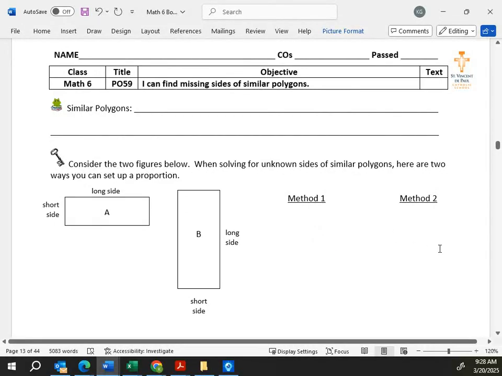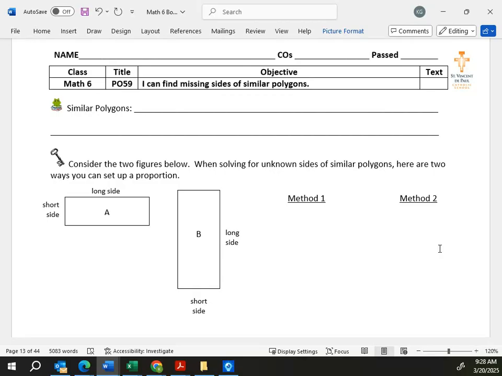Good morning. Today we are doing our last objective of this unit, Co59. I can find missing sides of similar polygons. So they are similar, so we know they're proportionate. They're multiplying up or dividing down by the same number. So it's proportionate because they are similar.